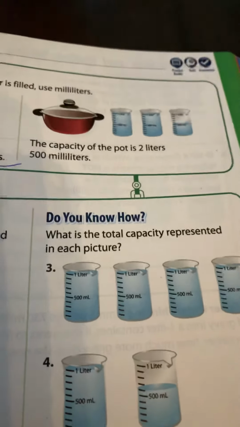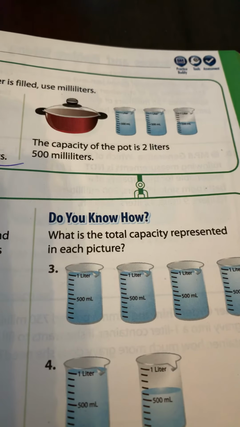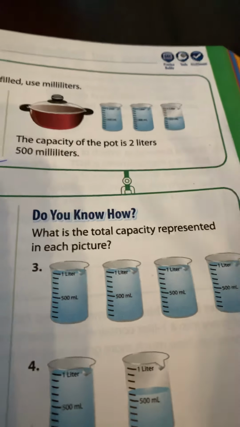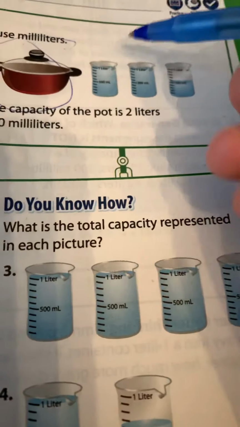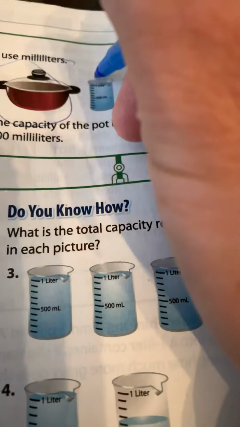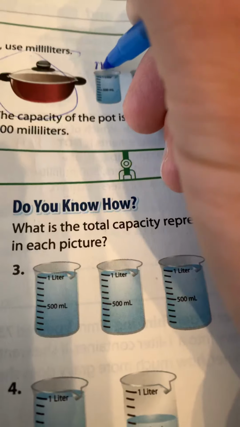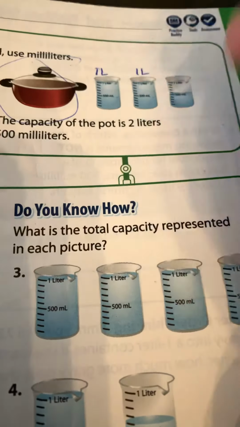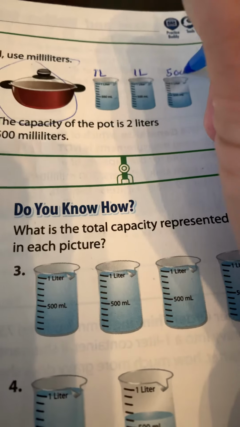Now we're going to measure the pot. The capacity of the pot is 2 liters, 500 milliliters. So this pot right here, they poured into this liter. So this is 1 liter. They poured into this one. This is another 1 liter. And this is 500 milliliters.